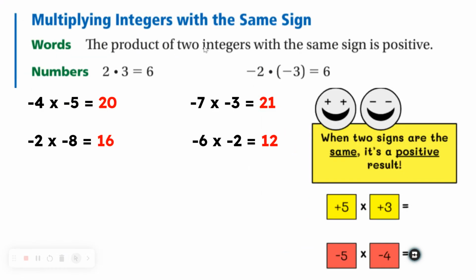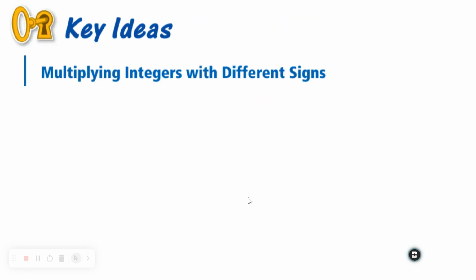Let's talk about this rule here. I have a poster with this on it that's stuck to the front whiteboards. When two signs are the same, it's a positive result. So again, if we have two positive numbers, this is what we've always seen. This is normal math. We'd have a positive answer. If two numbers are negative, they are both negative, also going to have a positive. So if two signs are the same, it's a positive result. So again, this poster is up on the whiteboard and it's going to stay up there to help you out.